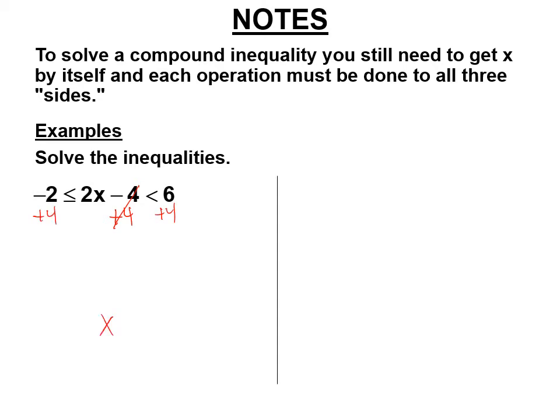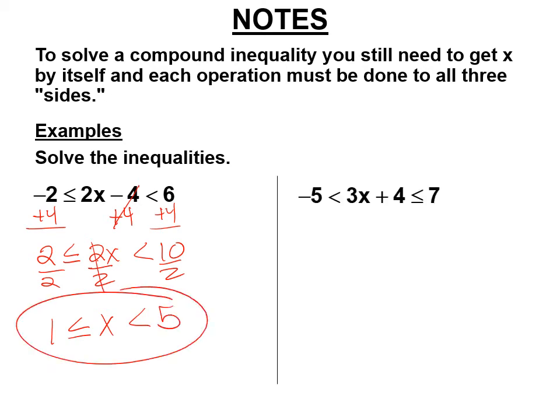So we have negative 2 plus 4 is 2. We keep that symbol exactly the same. We still have 2x. Negative 4 plus 4 is 0. And 6 plus 4 is 10. Now we're trying to get rid of this 2 multiplying x, so we divide all 3 sides by 2. And we get 1 is less than or equal to x. Those cross out, is less than 5.